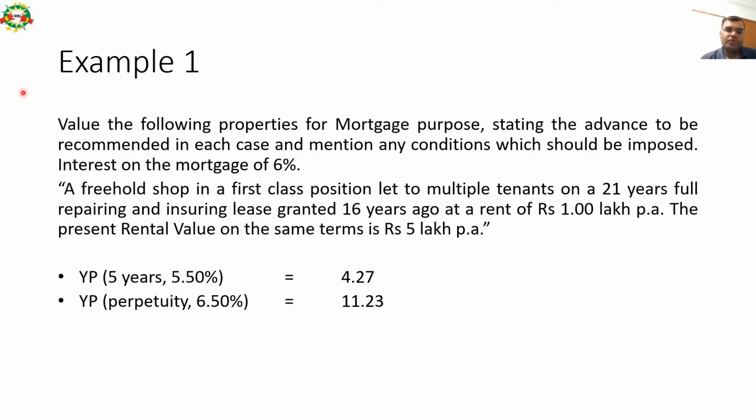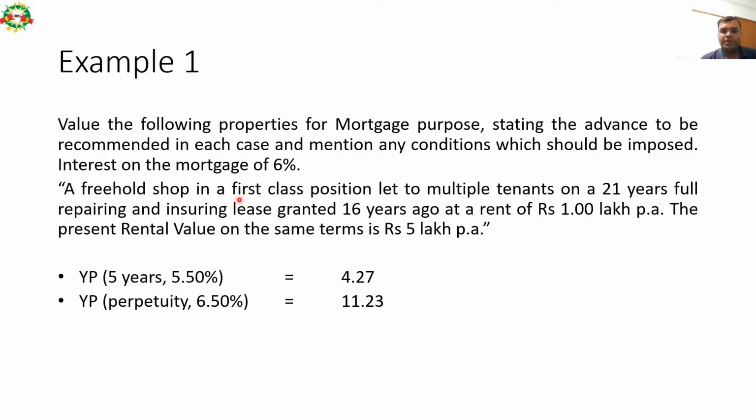This is an example to understand the concept of recommending the amount as a valuer. Value the following properties for mortgage purpose, stating the advance to be recommended in each case and mentioning any condition which should be imposed. Interest on mortgage is 6%.